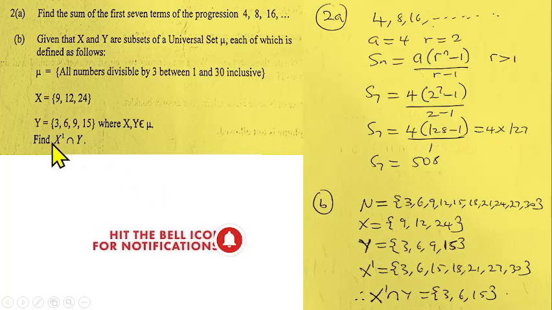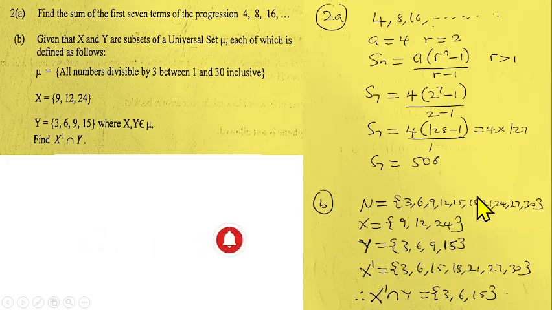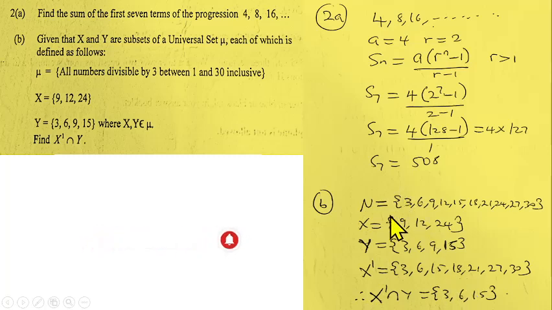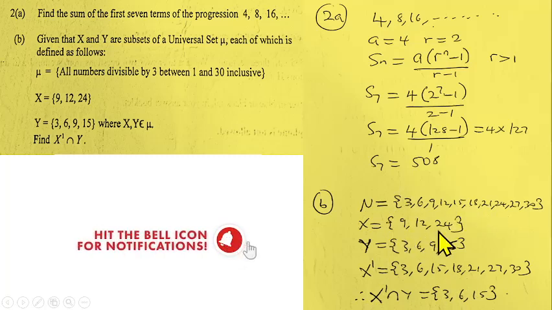So what do we need to find? The first is to find the x complement. What is x complement? Those are the elements in the universal set that are not in set x. Those elements in the universal set that are not in set x is the complement of set x. And what are the elements?